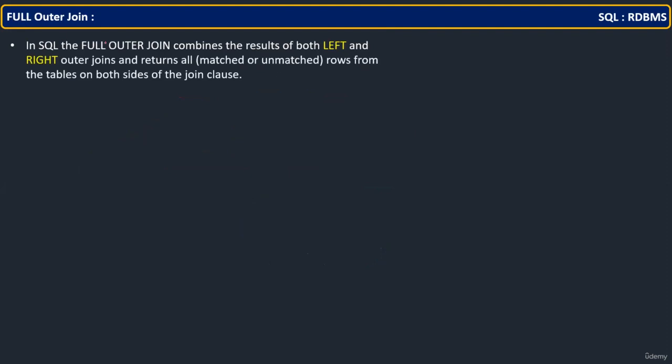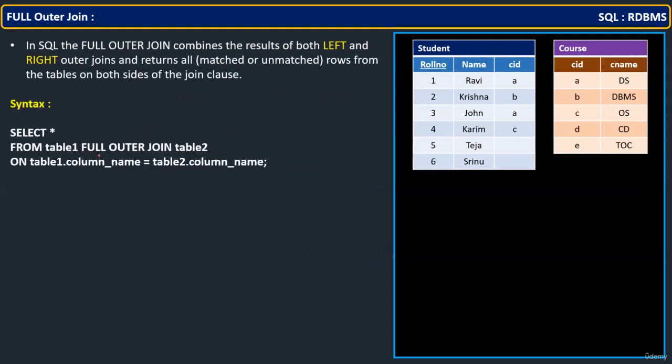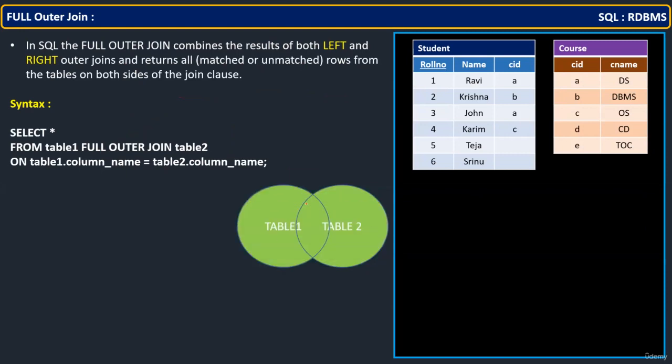You can guess that full outer join combines the result of both left and right outer joins, and returns all matched and unmatched rows from both the tables. So you can guess how it is going to return the output. You can take student and course. So you can see full outer join. This is the output. This part is the matched part based on the condition you put here, and this is from the left side unmatched rows and from the right side table unmatched rows.